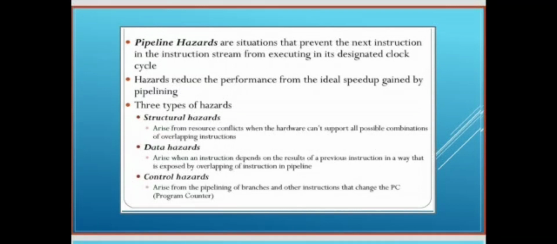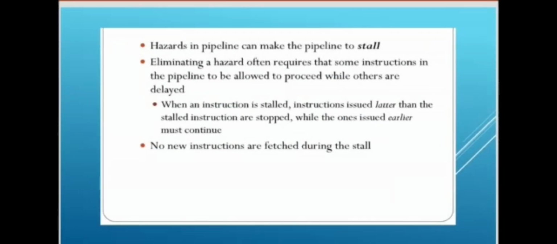Data hazards arise when an instruction depends on the result of previous instructions in a way that is exposed by overlapping of instructions in the pipeline. Control hazards arise from pipelining of branches and other instructions that change the PC. Hazards in pipelining can make the pipeline stall. Eliminating the hazards often requires that some instructions in the pipeline be allowed to proceed while others are delayed. When an instruction is stalled, instructions issued later than the stalled instruction are also stopped, while the ones issued earlier must continue. No new instructions are fetched during the stall.